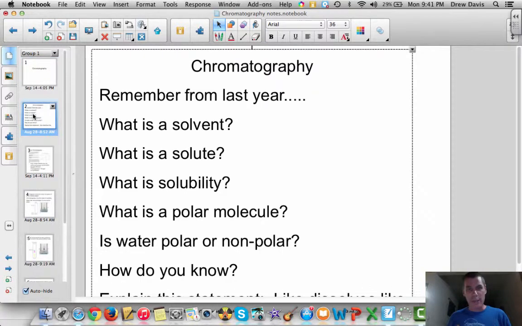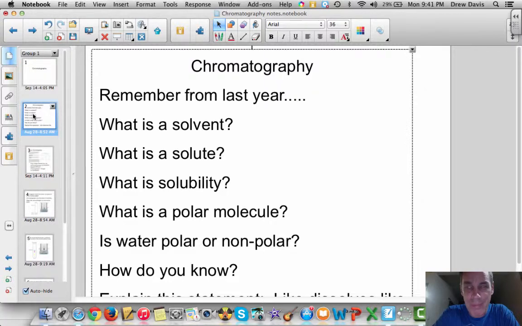A couple of things we need to remember from last year: solvents, solutes, and solubility. Those are three terms that I need you to remember. A solvent is a substance that does the dissolving. Water is often referred to as the universal solvent because it dissolves a lot of things. A solute is something that is dissolved.